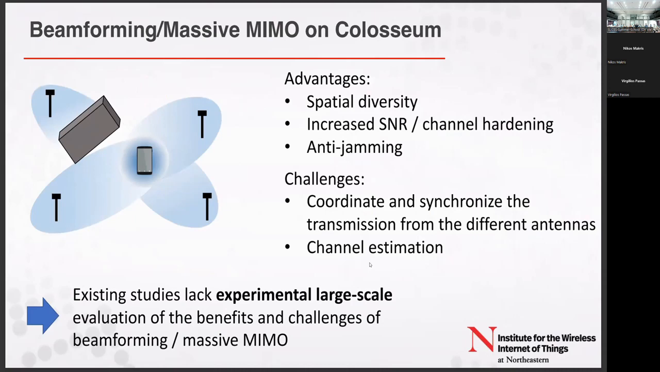We are able to support beamforming and massive MIMO on Coliseum. Obviously, maybe quickly to go through why we even care about massive MIMO. Massive MIMO is around spatial diversity, increased SNR, anti-jamming techniques, and a large number of antennas that you could collectively use for spatial multiplexing. Challenges are coordinating and synchronizing the transmission from different antennas. So timing and synchronization become very, very important.